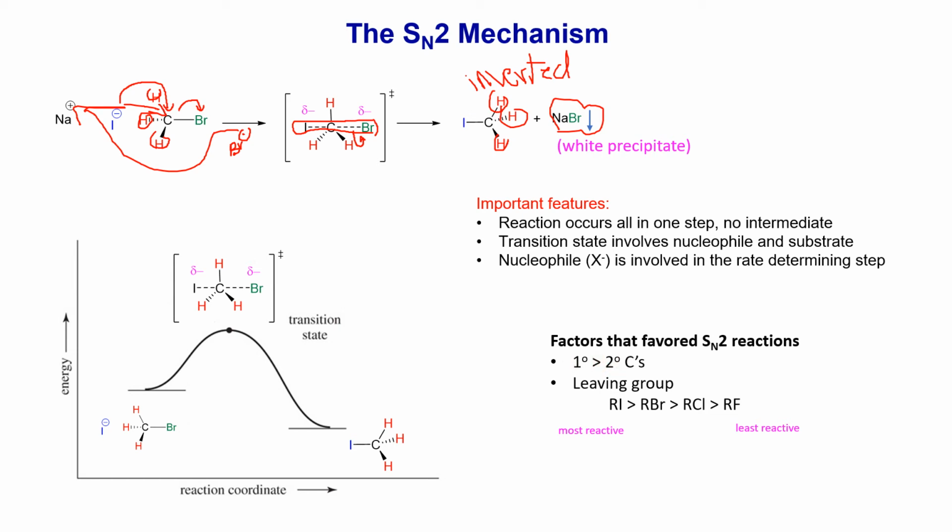Again, another factor is the leaving group, right? The leaving group attached to the alkyl group right here. Depending on what type of leaving group you have, if you have iodide or bromine, it is most reactive compared to alkyl fluoride. Okay.